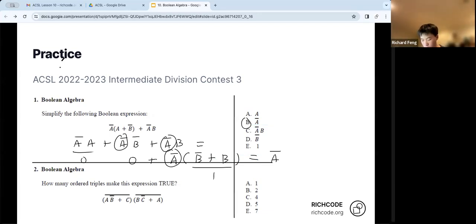And question 2 is a bit more complicated, so I'll save it for next week. It involves 3 variables. So that is it for today's lesson. Does anyone have any more questions?